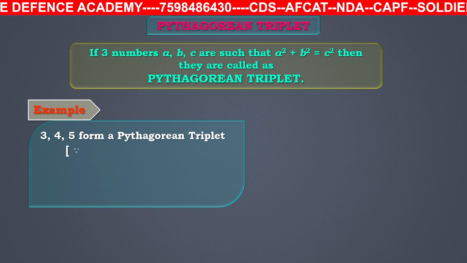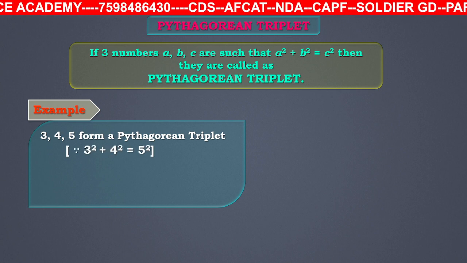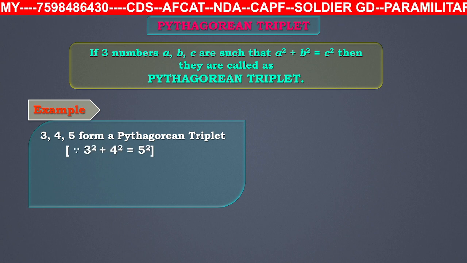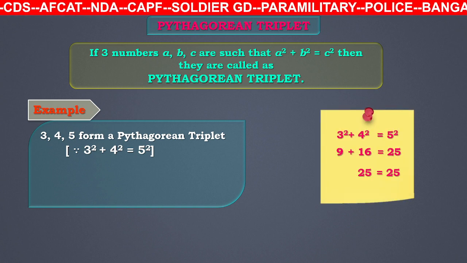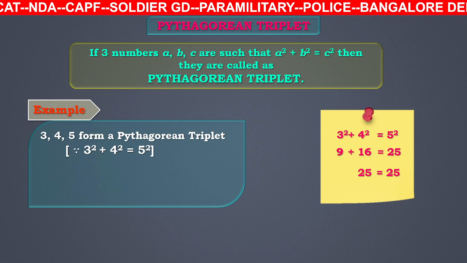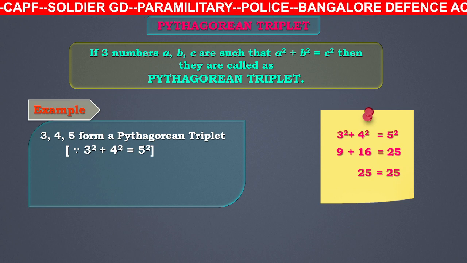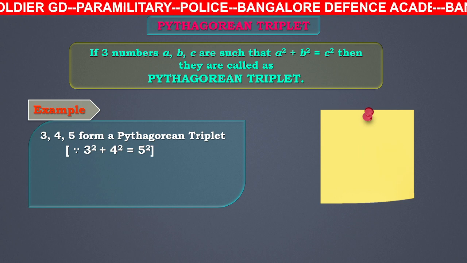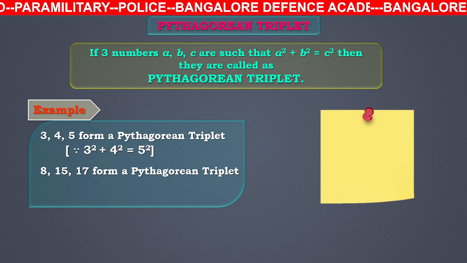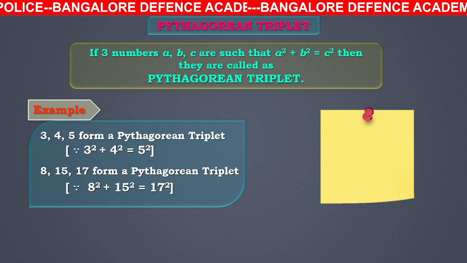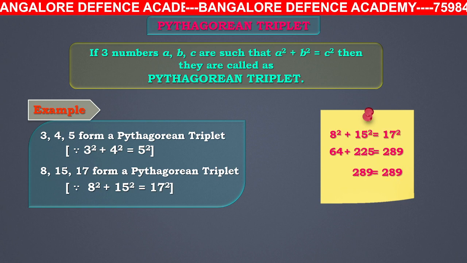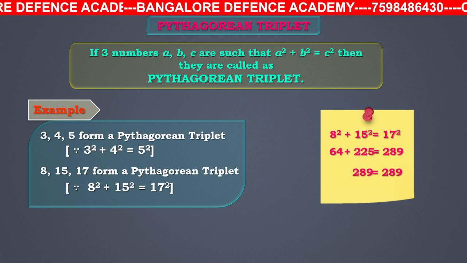So if I take this number 3 square plus 4 square, the summation will give me 5 square, that is 3 square is 9, 4 square is 16. If I add 9 plus 16, I get 25, and 5 square is equal to 25. So this is the Pythagorean triplet. Now if I add these numbers, that is 8, 15 and 17, if I take 8 square plus 15 square, it is equal to 17 square, that is 64 plus 225 gives me 289.